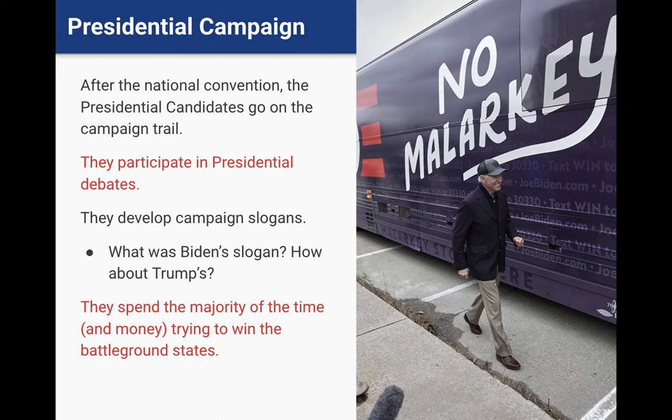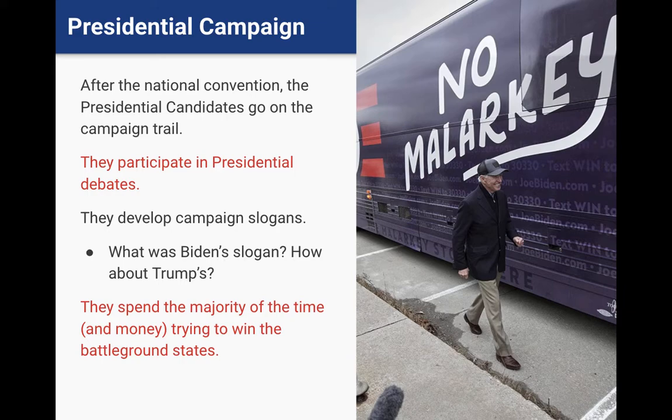Then it gets to the campaign trail. Okay, this is where elections are going to be won and lost, because this is where America is making a decision. You've got these two individuals who are running, one Republican, one Democrat. They start to develop campaign slogans. All right, they start to participate in different debates. They spend a lot of time and a ton of money in states in which the elections are expected to be close. We call these battleground states or swing states. Okay? And that's honestly where the majority of time and money is going to be spent.